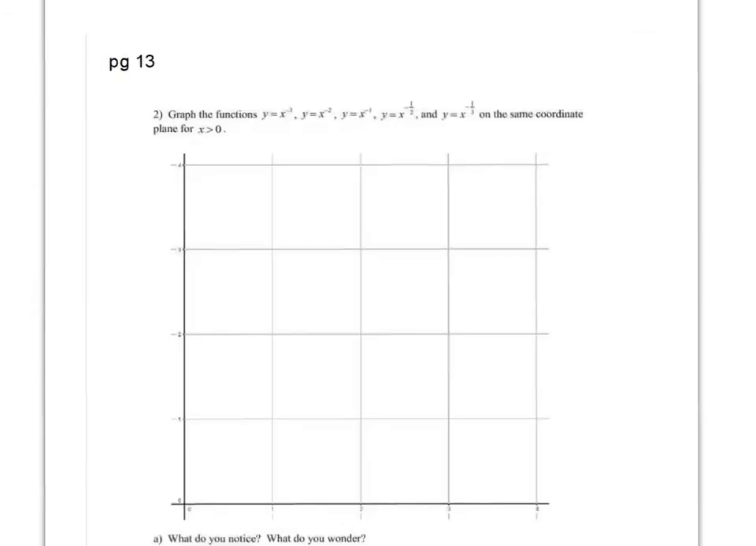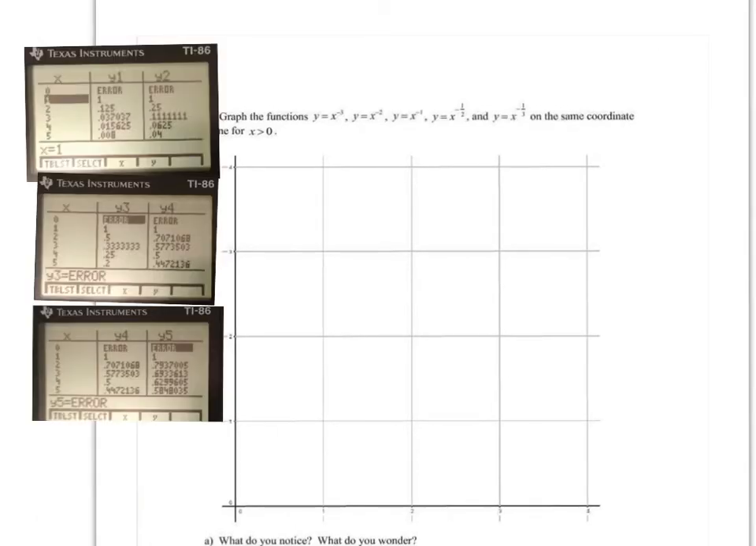On page 13, now we have negative exponents to talk about. So again, we're going to graph these in our calculator. We'll pause the video here for you to make these 5 graphs. To make it easier, I took pictures of my calculator screen so you could see my table of values. I did x to the -3 in y1, this one in y2, this one in y3, y4, and then y5. I had to scroll over to see all 5 at the same time.